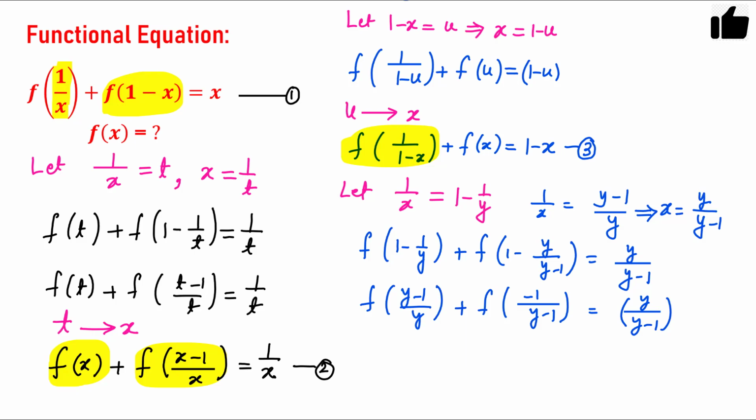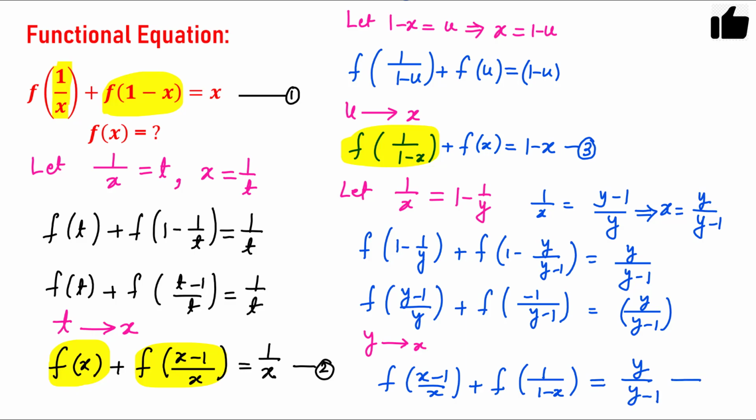I can replace y with x because this is true for all y. So now I can replace y with x. And then what will I have? I will have in this case f of x minus 1 by x plus f of minus 1 by x minus 1. So if I observe the minus sign, this will be 1 by 1 minus x because I multiplied by a minus in the numerator as well as in the denominator. So we will have y divided by y minus 1. So let's call this equation 4.